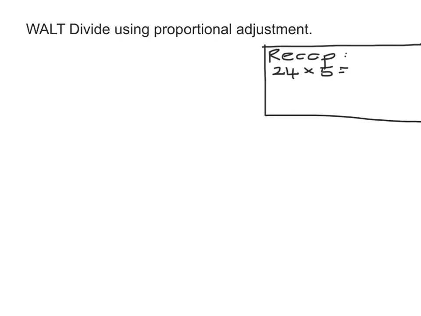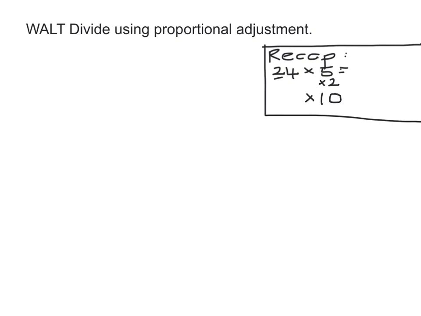So let's take a look at a simple problem, 24 times 5, and we're doing this multiplication by proportional adjustment. I'm going to multiply my 5 times 2. In other words, I'm doubling it to give me a number 10, which is always very easy to multiply with. Having done so, because I've doubled my 5, I now need to halve my 24. So you see that by doubling one, the requirement is that you halve the other.